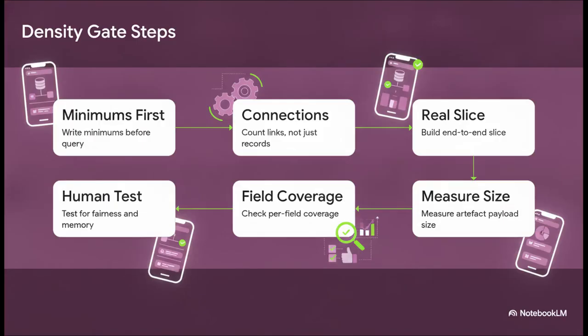Let's move on and see how this builds into an actionable 6-step checklist for your own projects. 1. Write your absolute minimum thresholds before you query anything. 2. Count the connections, not just the base records. 3. Build one real end-to-end slice to expose the truth early. 4. Measure that payload size to inform your architecture. 5. Check the specific per-field coverage. Don't just assume the data is whole. And 6. Always apply the human test.